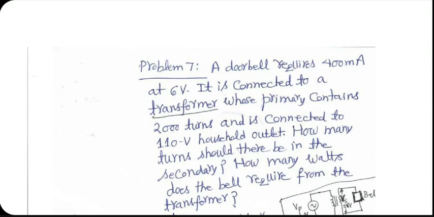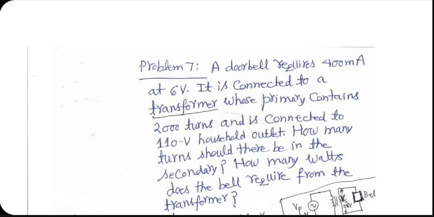A doorbell requires 400 milliampere at 6 volt. It's AC, of course. The supply that comes to our home is not 6 volt, so the doorbell cannot be directly connected to it. You need a step down transformer from 220 to 6 or 110 to 6.